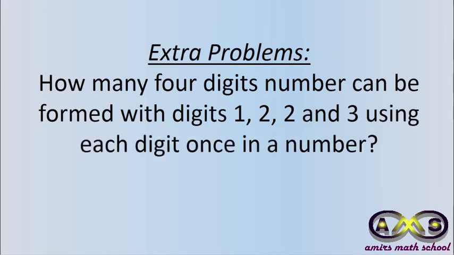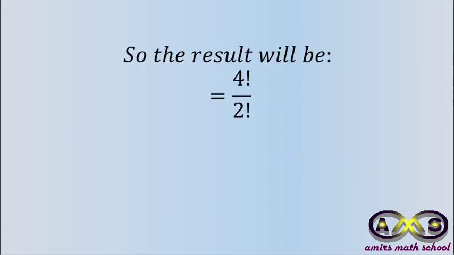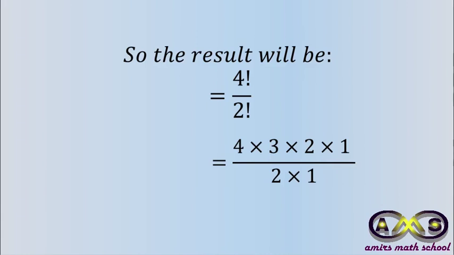Extra problem. How many 4-digit numbers can be formed with the digits 1, 2, 2 and 3 using each digit once in a number? Here, the digits are 1, 2, 2, 3. So, all the digits are not different. So, the result will be 4 factorial divided by 2 factorial, which is equal to 4 into 3 into 2 into 1 divided by 2 into 1. The result is 12.